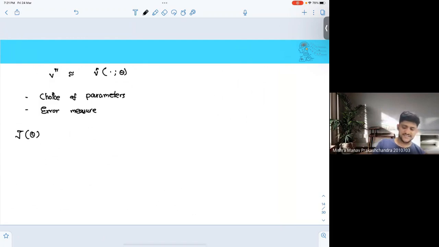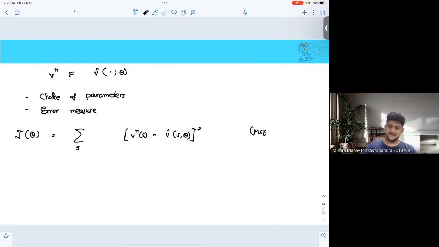This error measure is historically represented by J theta, which is the cost function. J theta, the error measure, is basically the sum over all states of the difference between v pi of s minus v hat of s comma theta, the whole squared. This is known as the mean squared error. If you have studied machine learning, you must be familiar with this kind of loss function.